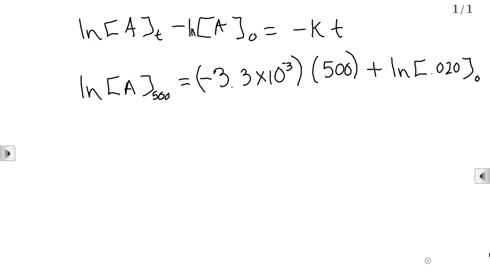Yes, sir? We're using units. Sure. Yeah, and this is seconds, and this is first order, so this is second to the negative 1. When you multiply, those are about to go away. But yeah, sure. I gotta do this in my calculator.